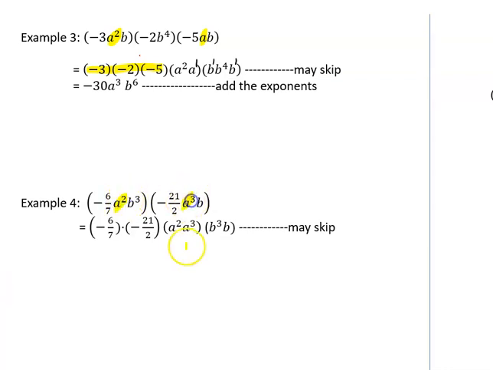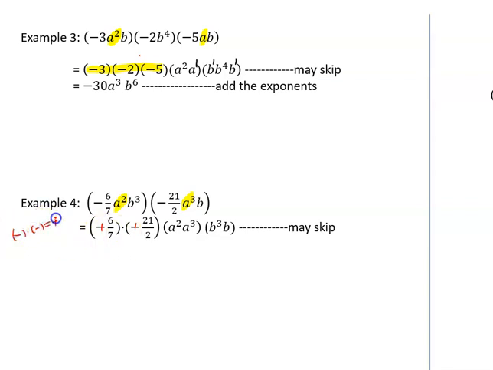So we got these A's and we got B's. So I put them together. Now, when we multiply fractions, first of all, these fractions are negative, so 2 negatives make a positive. So go ahead and get rid of the sign, because negative times negative is positive.